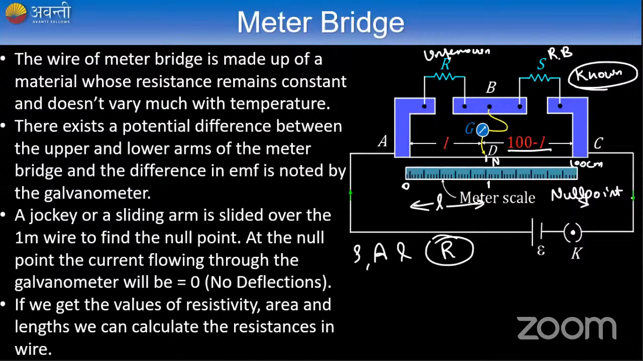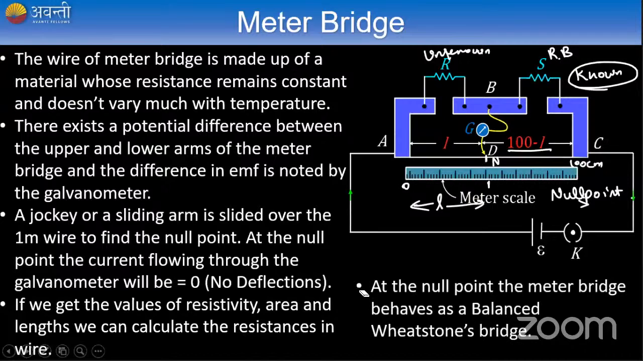Okay, cool. So if we are given the resistivity, area and length, we can find the resistance of the wire. The resistance of the wire is R equal to rho L upon A, right? So we got the resistance of wires AD and DC. Now once we get this, what should we do?